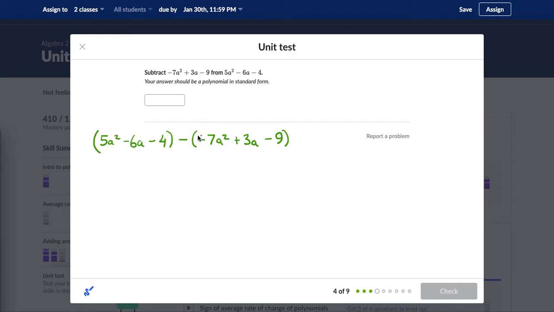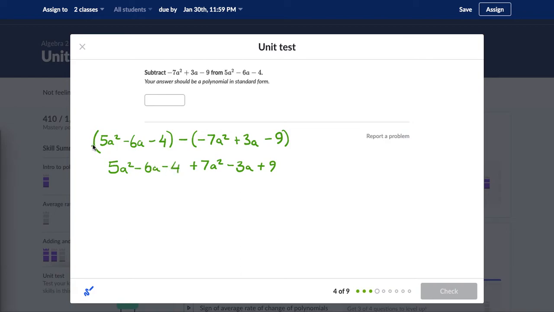So let's distribute the sign. Negative 1 times negative 7a squared is positive 7a squared. Negative 1 times positive 3a is negative 3a. Negative 1 times negative 9 is positive 9. Then we can write the whole polynomial all as one and combine like terms. So we've got 5a squared minus 6a minus 4.